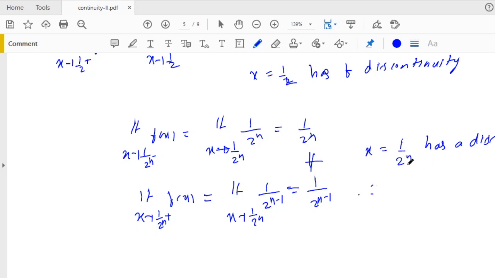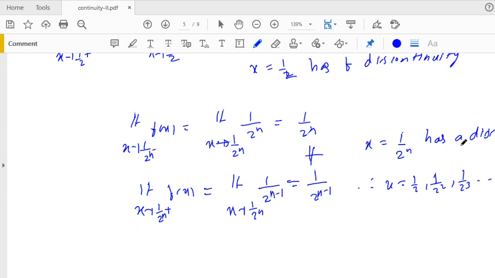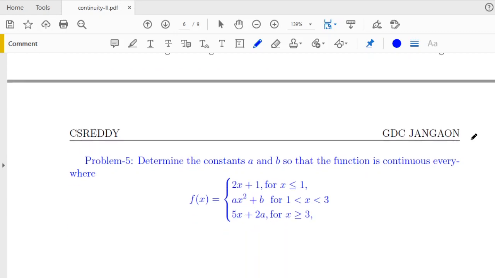Therefore, for all n = 0, 1, 2, 3, 4, and so on, at x = 1/2, 1/2², 1/2³, up to 1/2^n, f has a discontinuity at these points. Therefore, hence proved. Next problem.